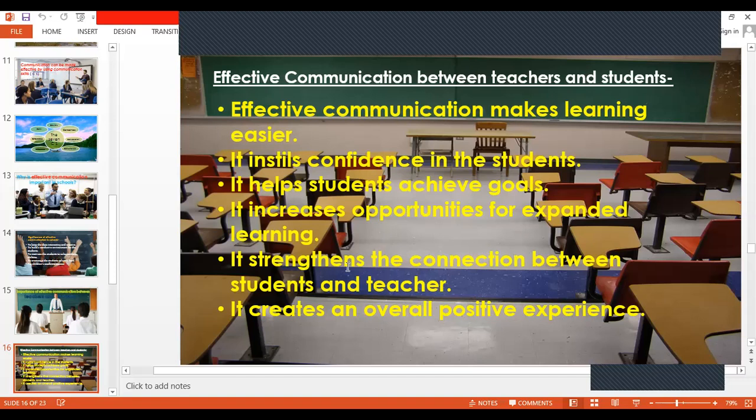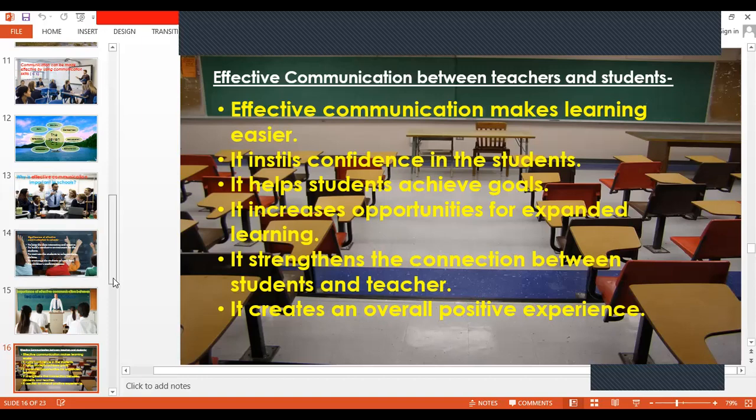It increases opportunities for expanded learning. Yeah, they learn more, and they will be eager to attempt other opportunities also. They will try to do better. It strengthens the connection between students and teacher. Yes, it will create a strong relationship between teachers and the students.